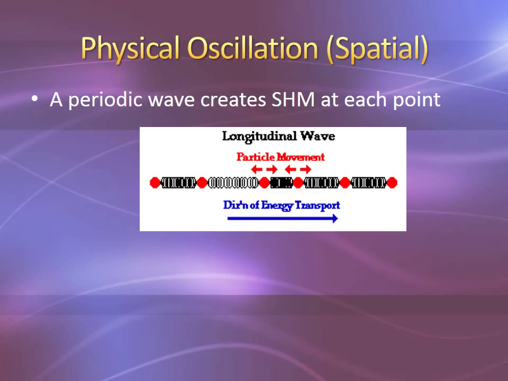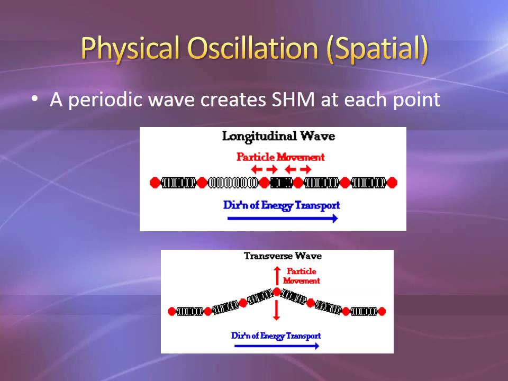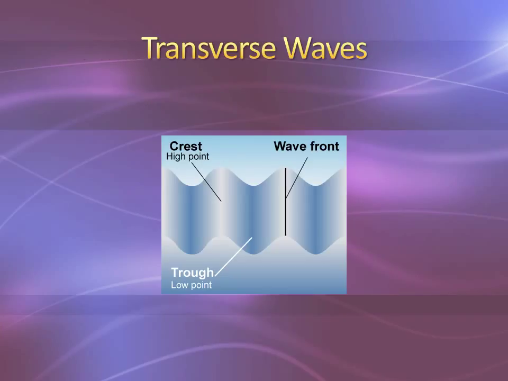So if it's a longitudinal wave, the particle movement is along the direction of energy transport. So if you look at any given point, it's going to create, in this case, a horizontal oscillation. In a transverse wave, the particle movement is perpendicular to the direction of the energy transportation. So in this case, the particles are going to oscillate vertically while the energy moves horizontally. So that creates a transverse wave, which is the one we used in class.